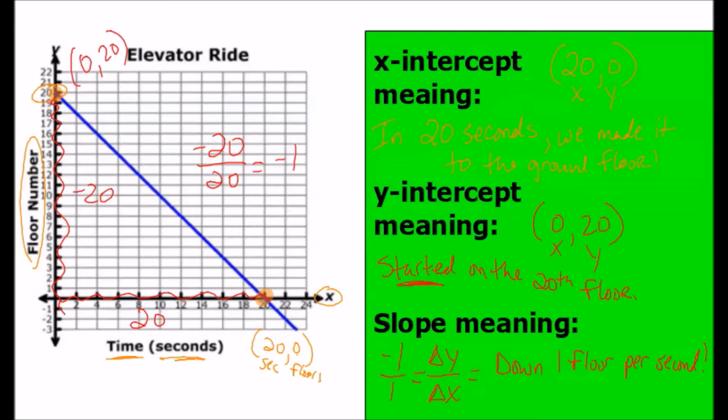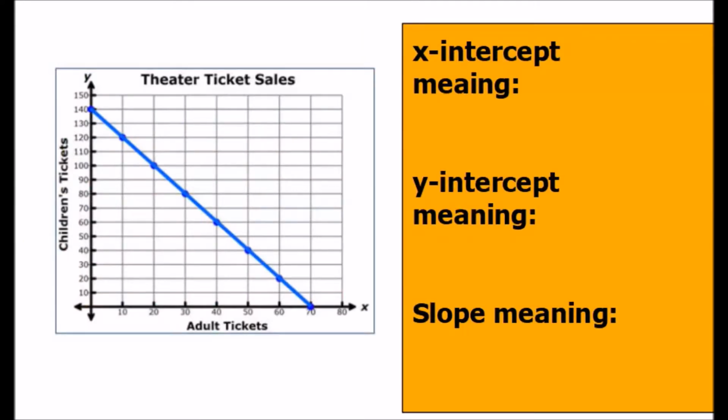Let's do one more really quickly. X meaning, Y meaning, slope meaning. All right. So X intercept, I'm coming right here. Bam, that's the X intercept. I can see that that is 70, 0, because X intercept always has a Y of 0. So what does that mean in words? Well, the X is adult tickets. The Y is children's tickets.